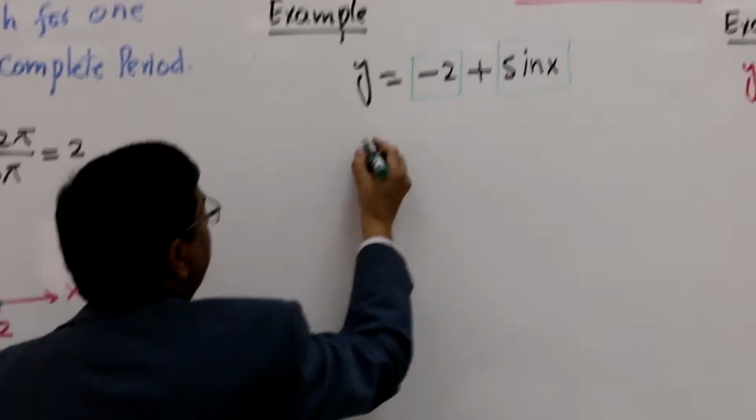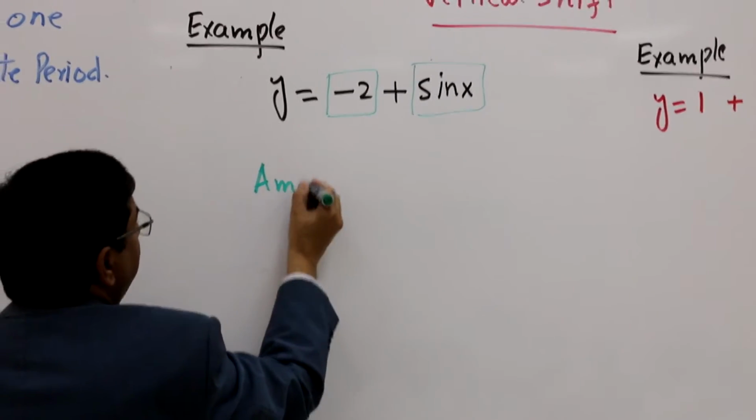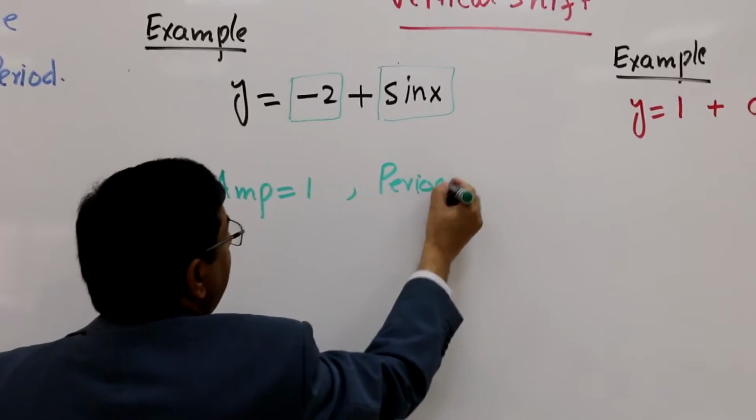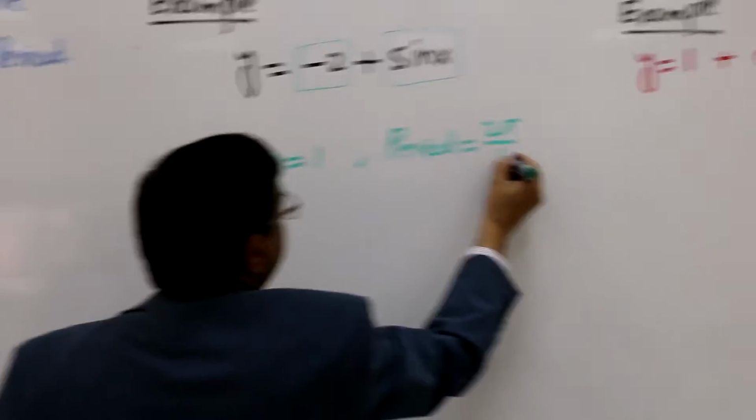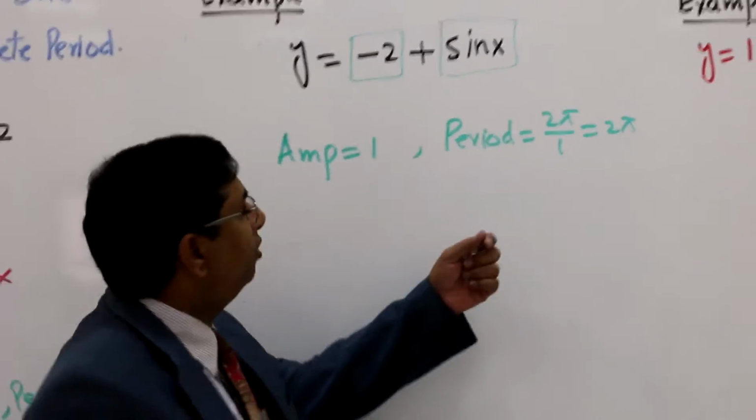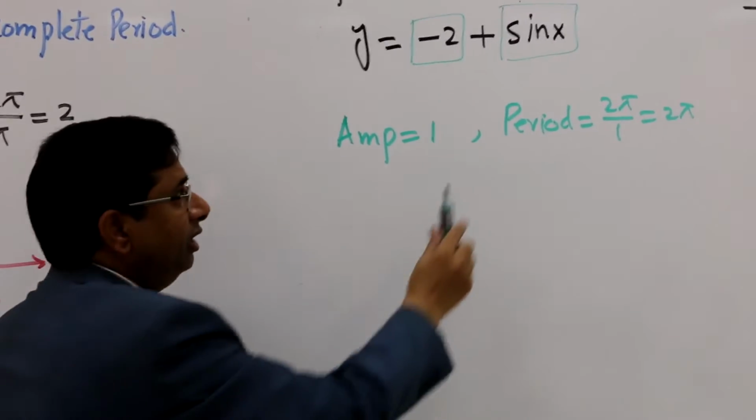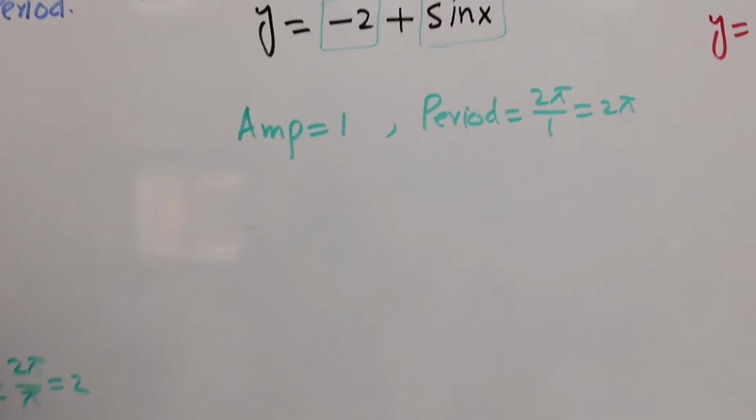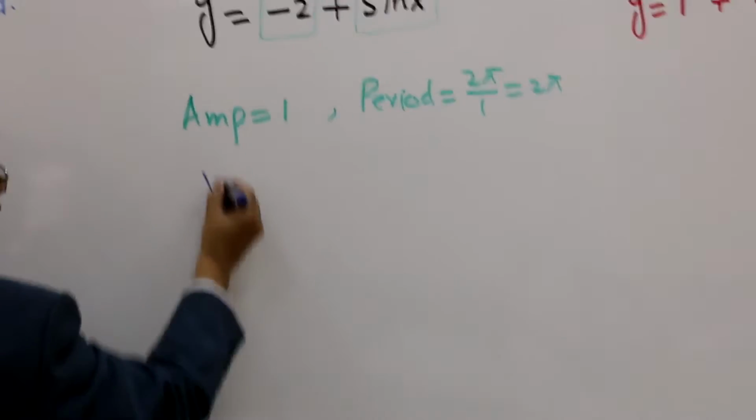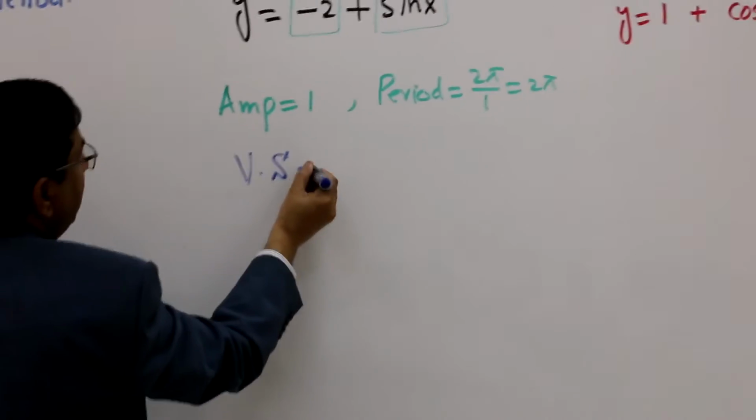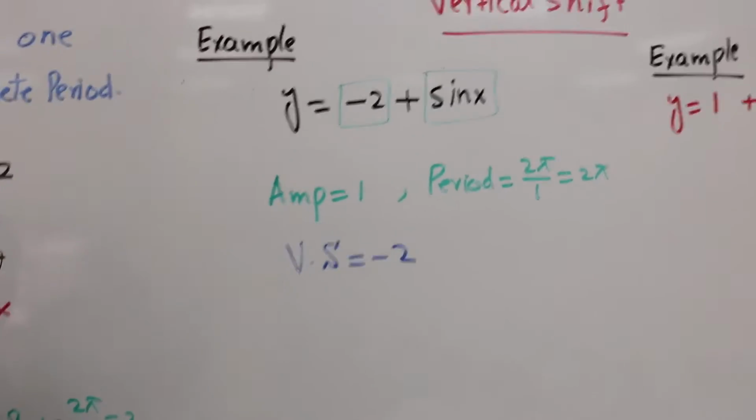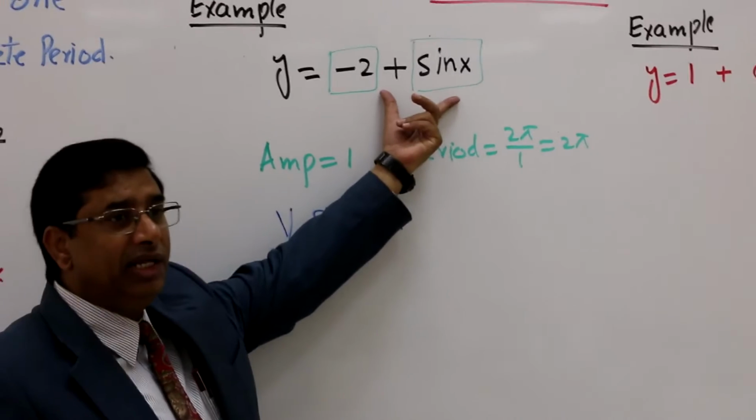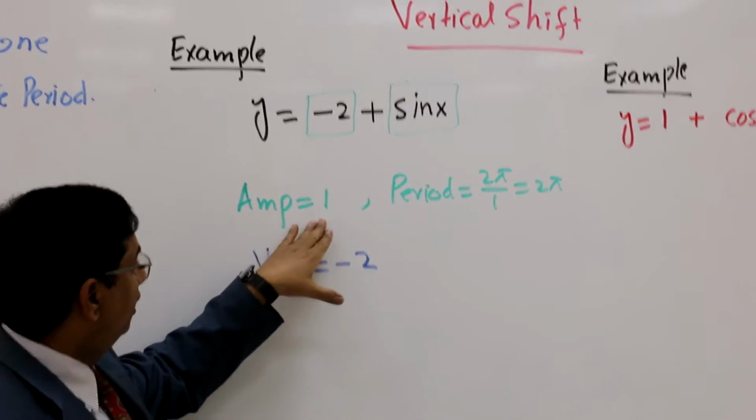So first of all, we write down its amplitude. Always find the amplitude. Amplitude is equal to 1. Period is 2π over 1, which is equal to 2π, because the coefficient of x is 1. Then there is another thing, -2, which is the vertical shift. I write it as VS. Vertical shift is equal to -2. In this case, first we shall draw the graph of the sine function, and then we will move it down by 2 steps.